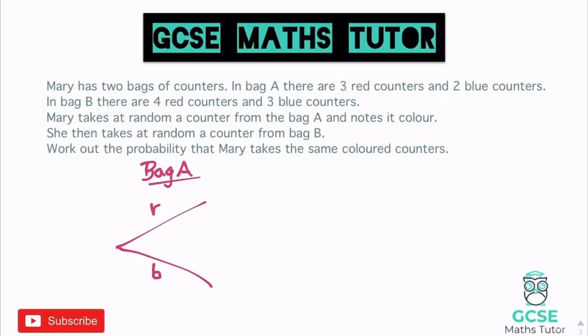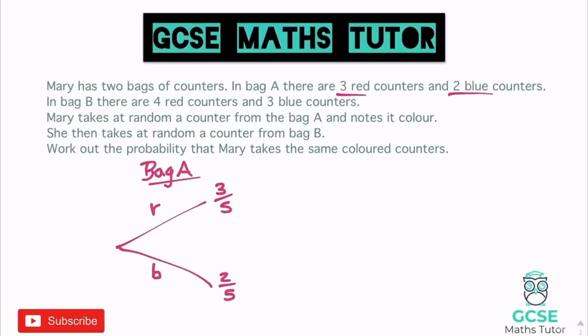We just need to make sure we read the story and construct our tree. So for red, there are 3 reds and there are 2 blues. That's out of 5 in total. So for red it's 3 out of 5. And for blue, again, it's 2 out of 5, remembering obviously that those numerators have to add up to 5 in this scenario if you weren't given the information.